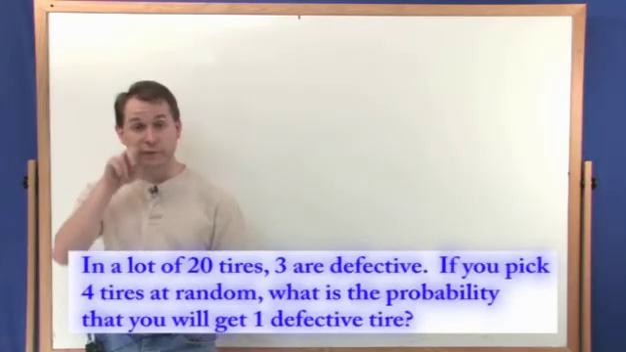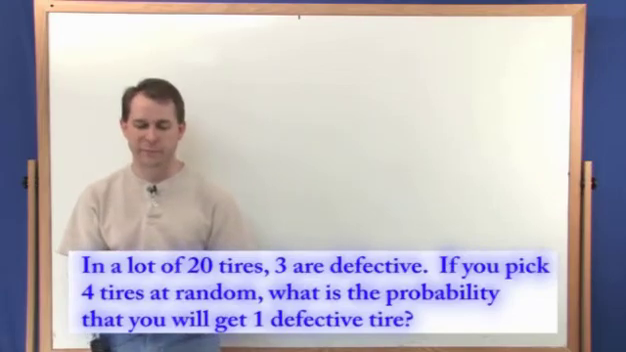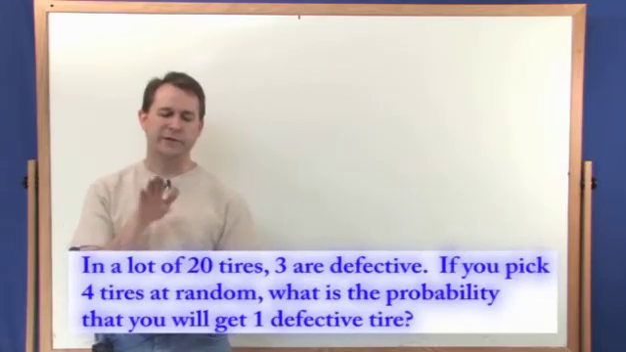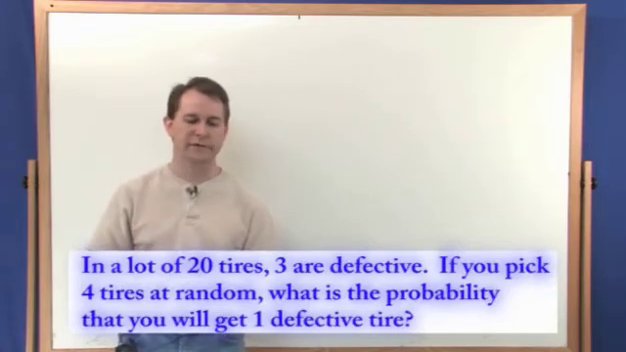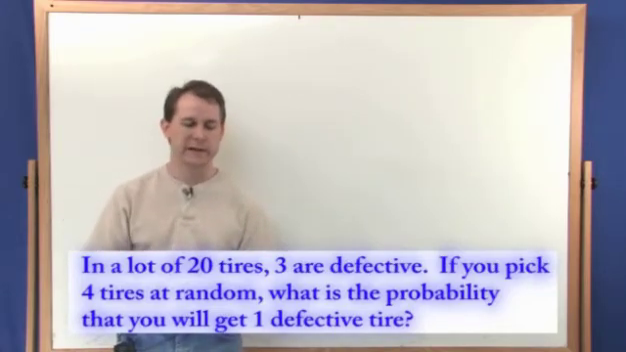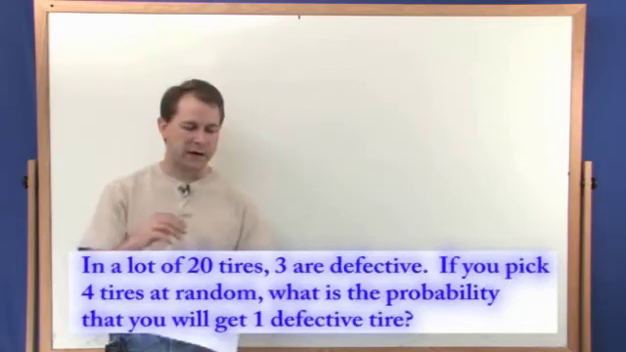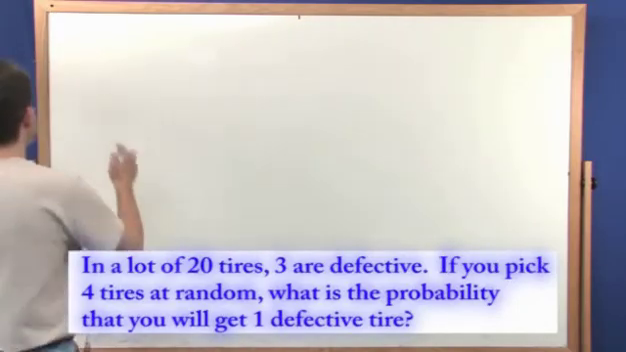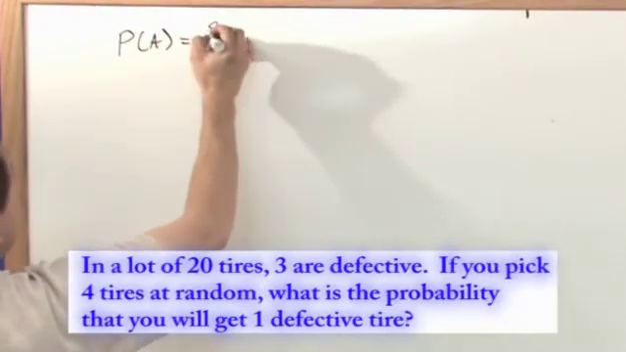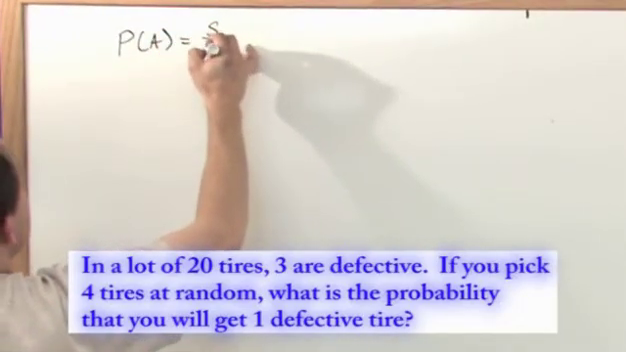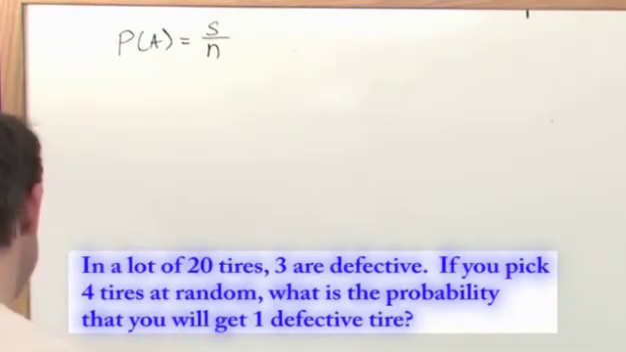But in this problem, we still start at our roots and look at the definition of probability. So to read the problem again, there's 20 tires, 3 of them are defective. If you pick 4 tires at random, what's the probability that you get 1 defective tire? So we start with our roots, and we know that the probability of event A is equal to the number of ways success can happen divided by the total number of outcomes in that experiment.